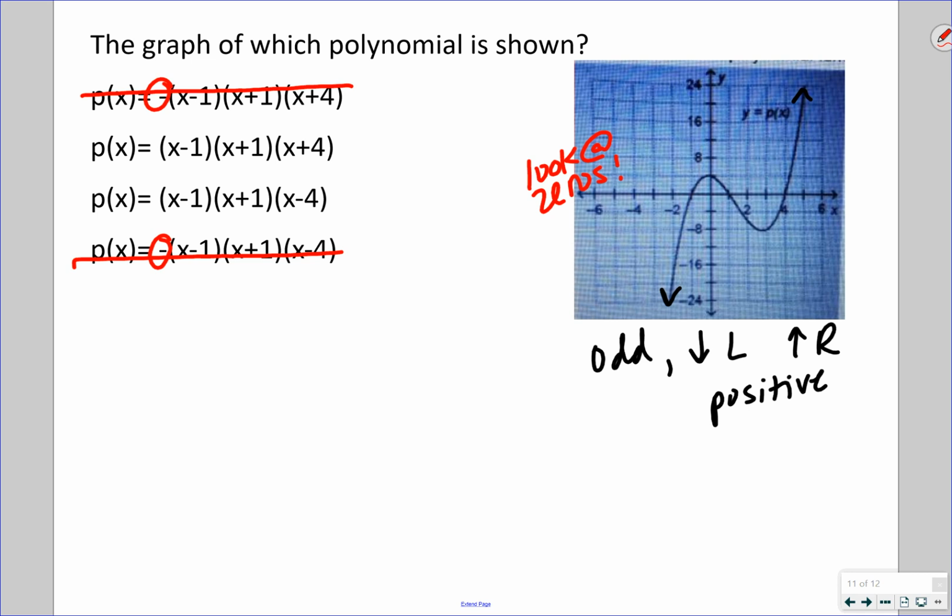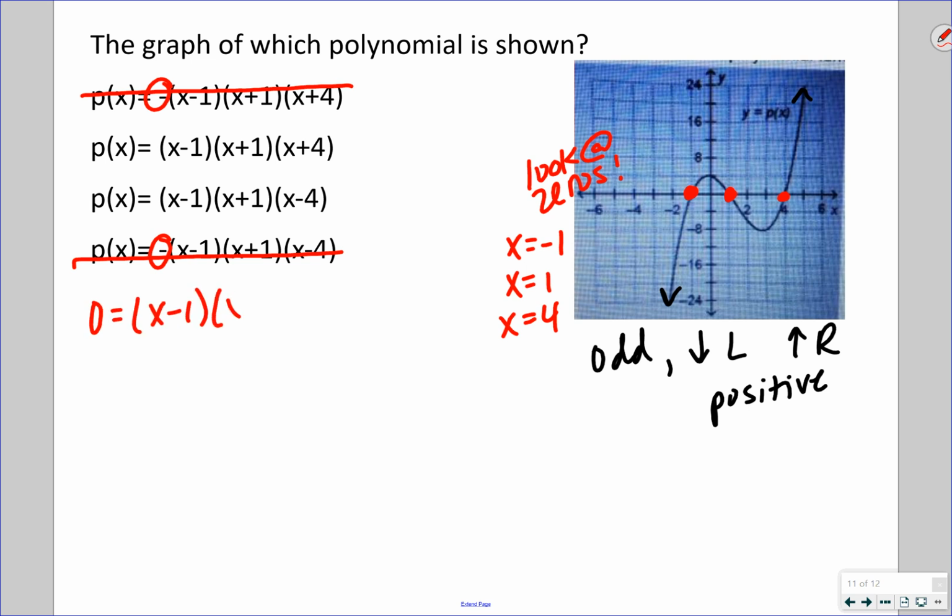Now I'm just looking at what my zeros are. So I am looking at where I cross the x-axis. I cross the x-axis there. That is x equals -1. And again, at x equals 1. And for a third time at x equals 4. So I need to look at the functions that I have left and figure out what the zeros are.